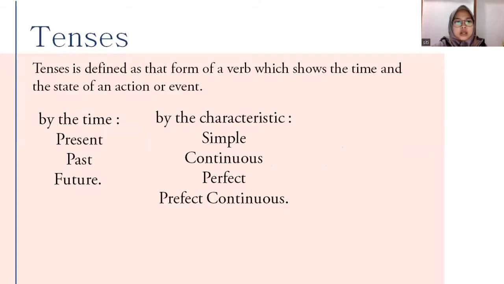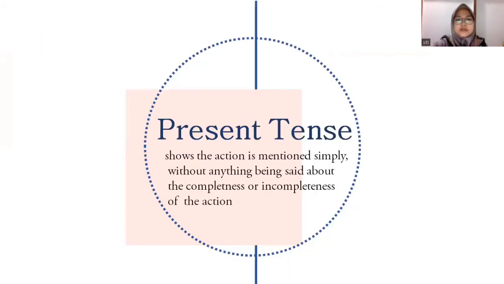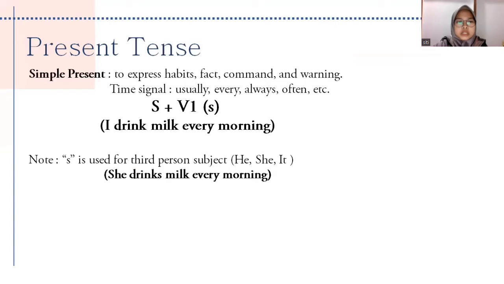Now we're gonna talk about present tense. Present tense shows the action is mentioned simply without anything being said about the completeness or incompleteness of the action. The first form is simple present. Simple present is used to express habit, fact, command, and warning. The time signal is usually, every, always, often, and etc. The form is subject and verb 1, also the suffix s. For example, I drink milk every morning.